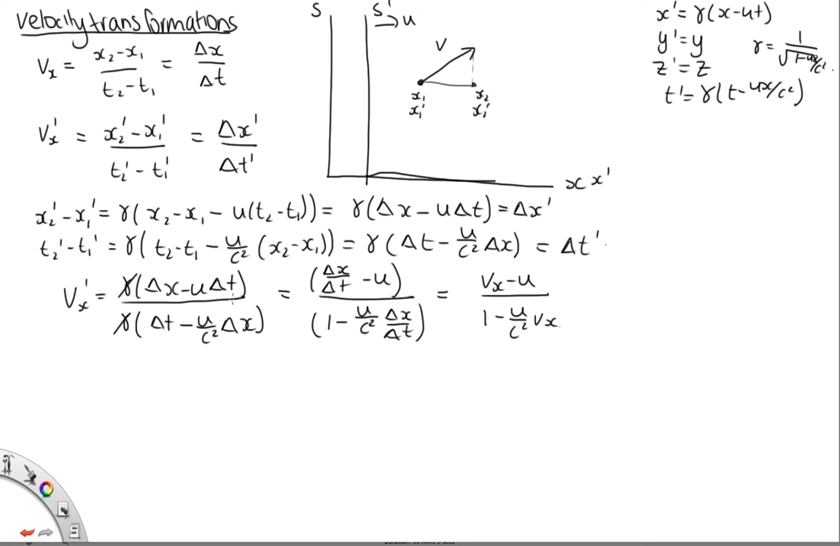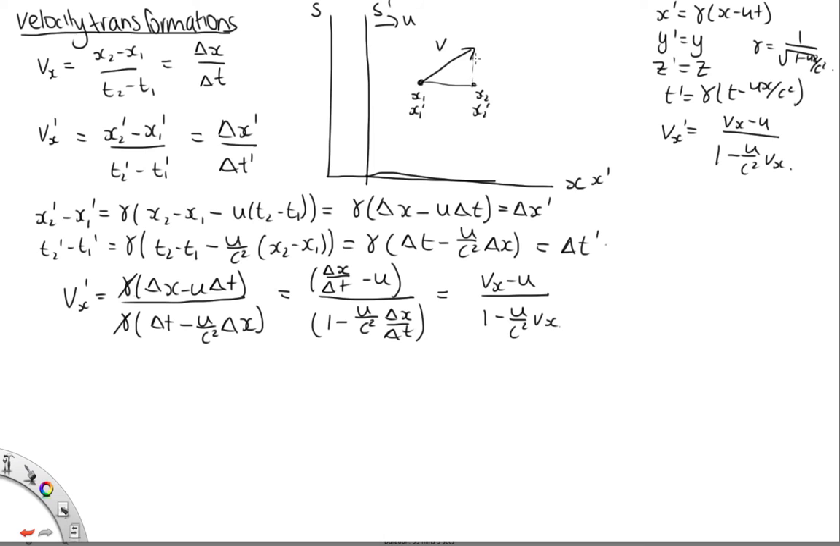And so this is our equation for the transformation of the velocity in the x direction. So that's the direction parallel to the direction the frame S dash is moving in S. So let's just add this here. We've got Vx prime is equal to Vx minus u over 1 minus u over c squared Vx.